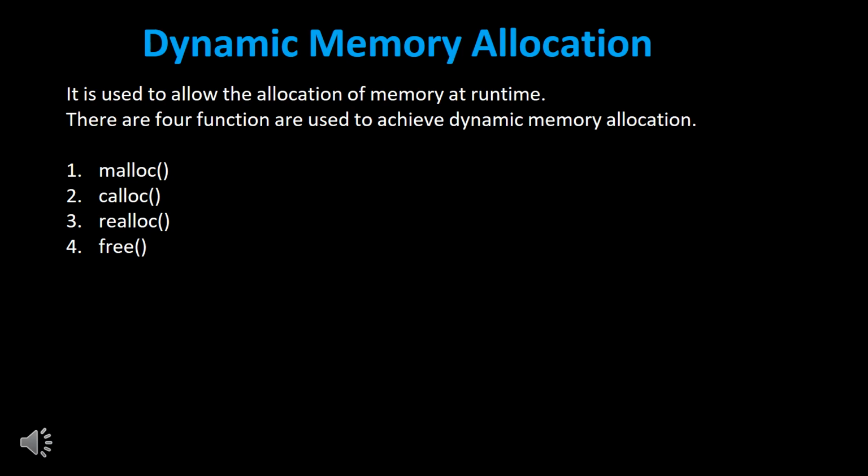In C programming, we use 4 primary functions to perform dynamic memory allocation. 1. malloc, for allocating a single block of memory. 2. calloc, for allocating multiple blocks of memory. 3. realloc, for resizing previously allocated memory. 4. free, for releasing allocated memory. These functions not only provide flexibility but also ensure that programs use memory efficiently. Let's look at each of these in detail.